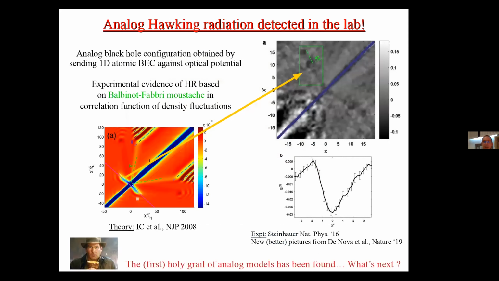And this is a key advantage, which was exploited in the recent experiments carried out in the group of Jeff Steinhauer in Haifa, where this analog Hawking radiation was indeed observed by looking at this correlation signal. This was our old theoretical prediction that we carried out together with Roberto, Sandro, Alessio, and Serena many years ago, in 2008. And here is the experimental observation by the group of Jeff Steinhauer, where this mustache that we nicknamed the Balbinot-Fabbri mustache has been experimentally observed in this plot of the correlation between density fluctuations on either side of the horizon. So this first holy grail of analog models has been found, as Harrison Ford did here. So what is the next holy grail for this field of analog models?